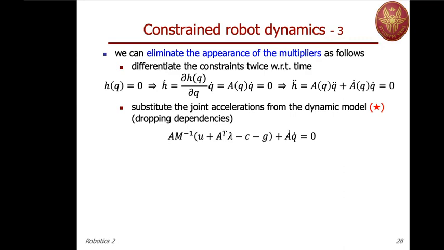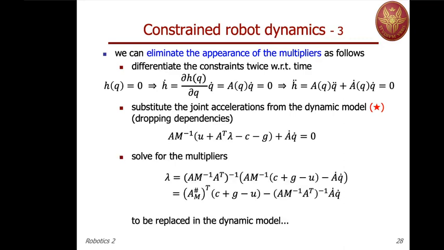Now in this term you can see that the lambda appears and is pre-multiplied by the matrix A M to the minus 1 A transpose, which is by assumption non-singular, because A is full row rank. So we can solve for the multiplier from this equation, and we can write lambda as the inverse of A M to the minus 1 A transpose, multiplying all the rest in the above equation brought to the other side. So we have A M to the minus 1, c plus g minus u, minus A dot q dot.